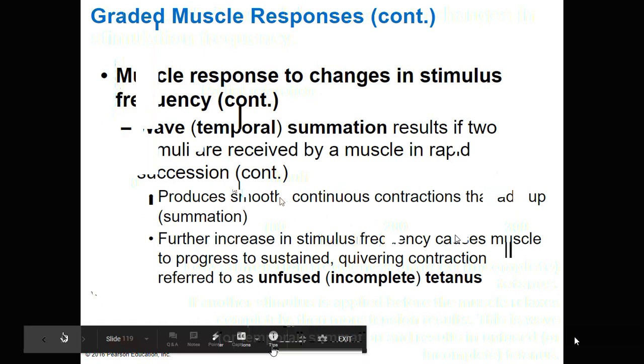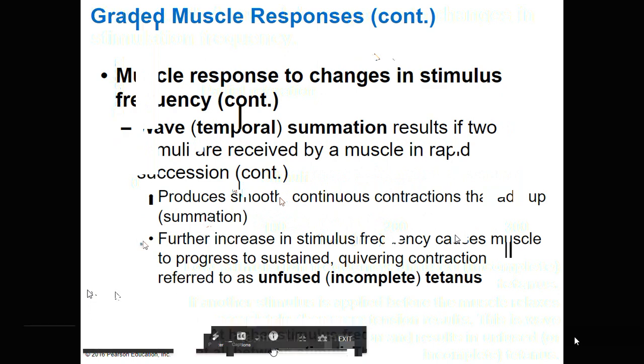And this is showing you a fused complete tetanus. All right, you see how you have this plateau. Your muscles are completely contracted, and again, they can't sustain this, so you're going to end up with muscle fatigue. This is not sustainable. And there's essentially no relaxation between the stimuli.